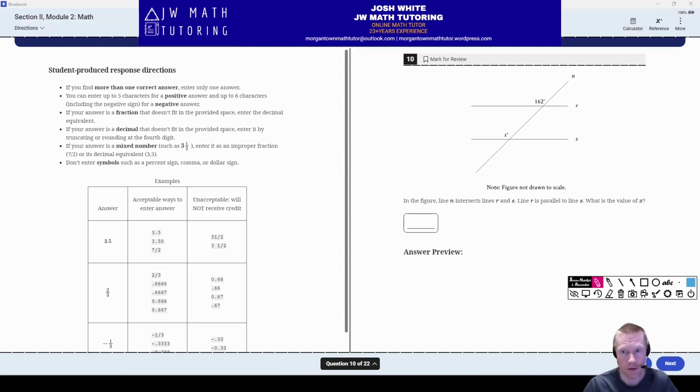Next up, question number 10. Here you have 2 parallel lines cut by a transversal. So the 162-degree angle at the top and this are corresponding angles. They are angles that are in the same position on lines R and S. Therefore, they will be congruent. So x is just equal to 162 because corresponding angles are congruent when they're formed by 2 parallel lines and a transversal.